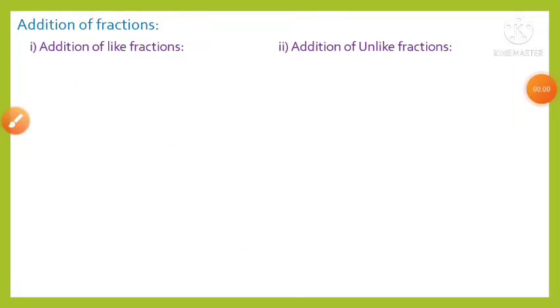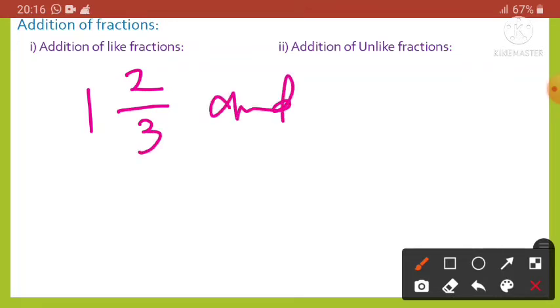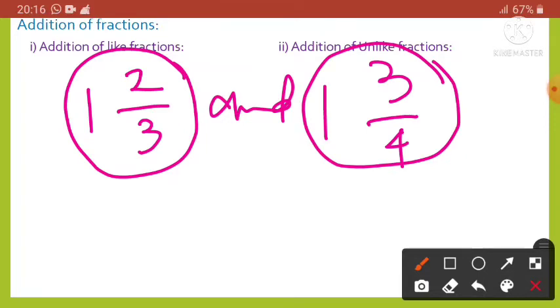Okay, now we will be taking another example of unlike fractions. Here we are taking mixed fractions. So here we have to add 1 into 2 by 3 and 1 into 3 by 4. We can see that these fractions are mixed fractions. It is the combination of a whole number and a proper fraction. So at first we have to convert these mixed fractions into improper fractions, then we have to add.